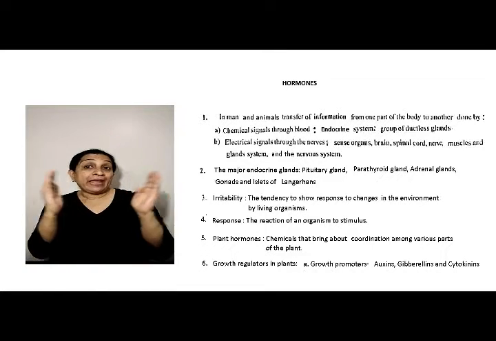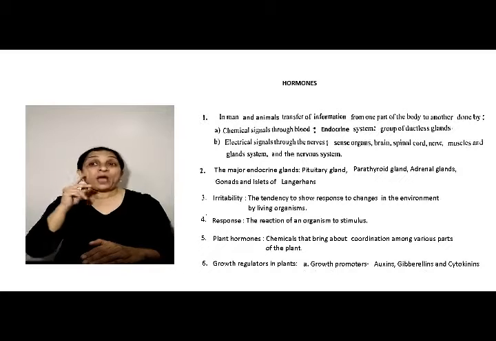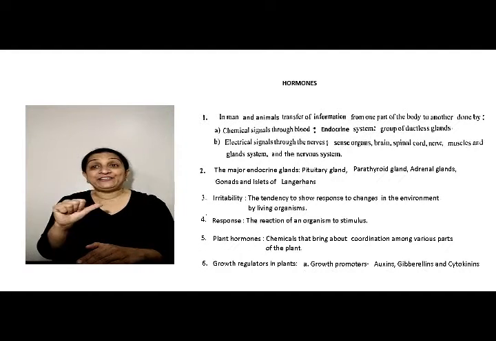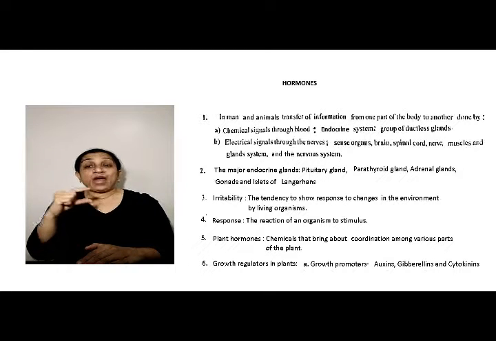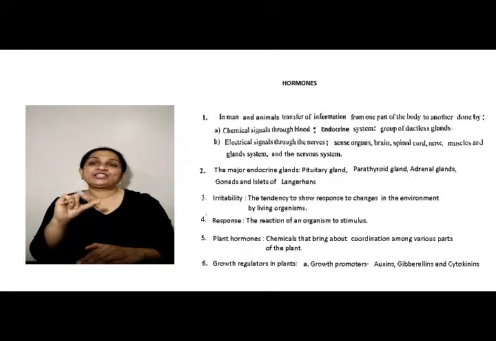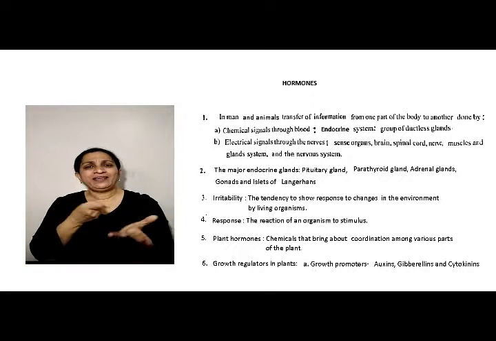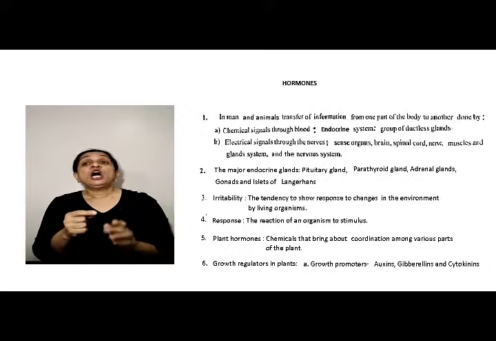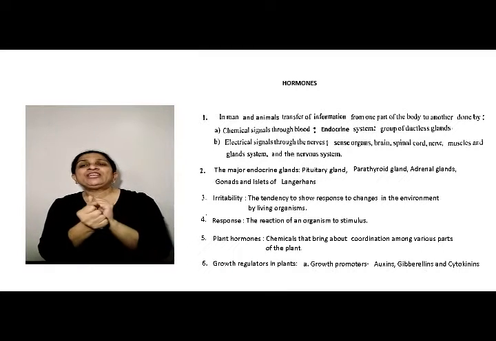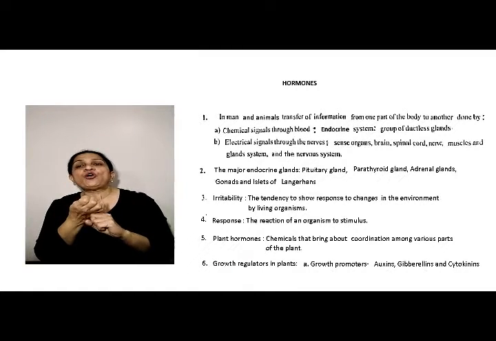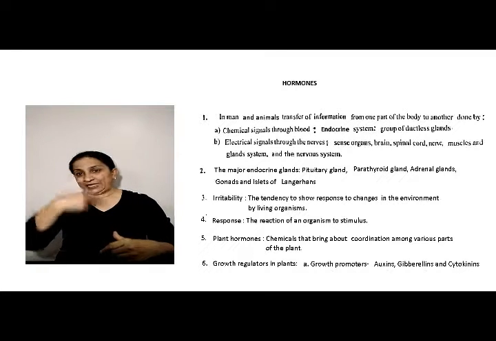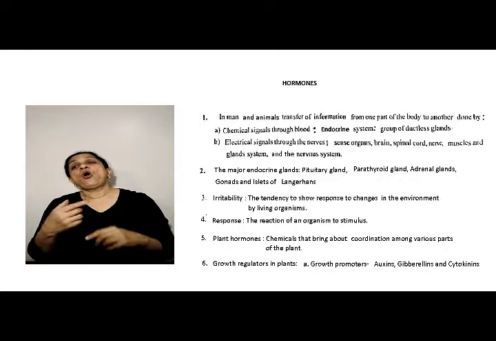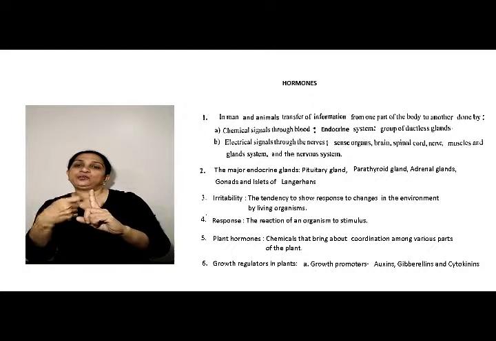Second, the major endocrine glands are the pituitary gland, parathyroid gland, adrenal gland, then you have the gonads and the islets of Langerhans. Third one, irritability. That is the response to change in the environment of a living organism. Then you have response, that is the reaction of an organism to a stimulus.